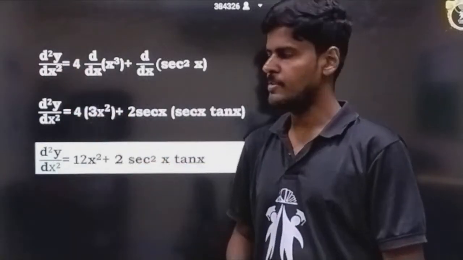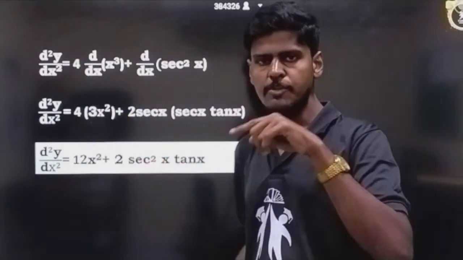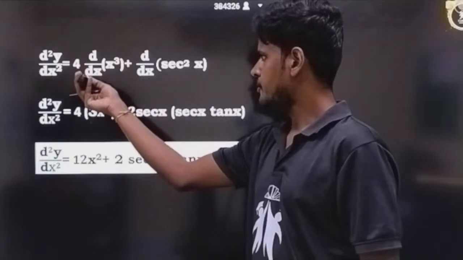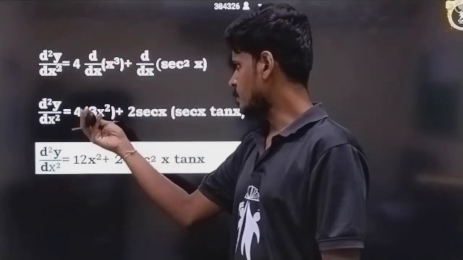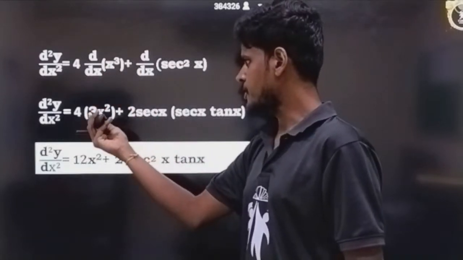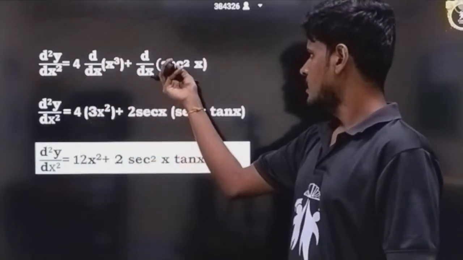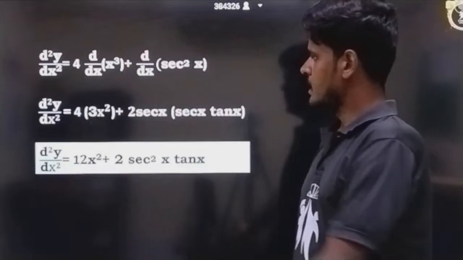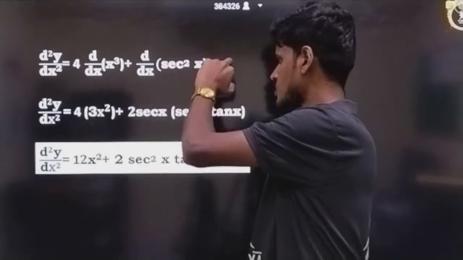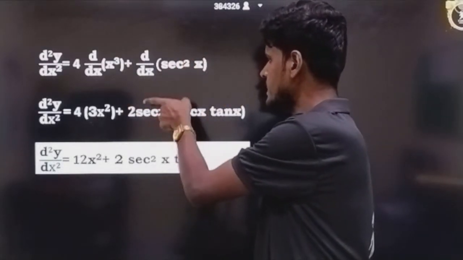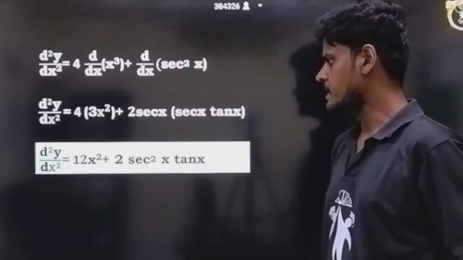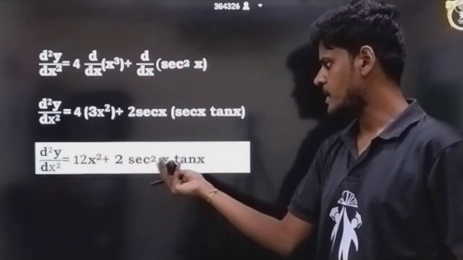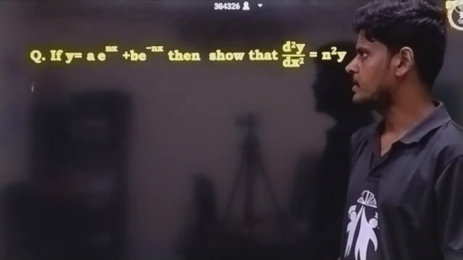Now the second order derivative will be, again we have to differentiate 4x cube, plus differentiation of secant square x. So that will be 4 into differentiation of x cube, which is 3x square, plus differentiation of secant square x. This is of the form x power 2, so we have to write 2 into secant x into differentiation of secant x, that will be secant x tan x. So the final answer is 12x square plus 2 secant square x tan x. This is how we should find second order derivative.